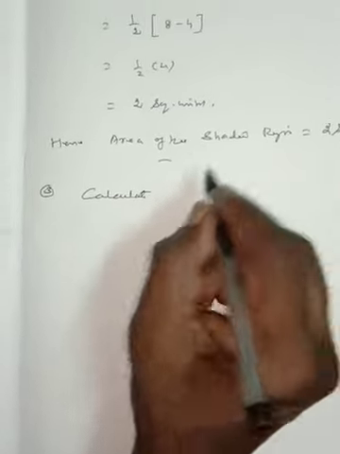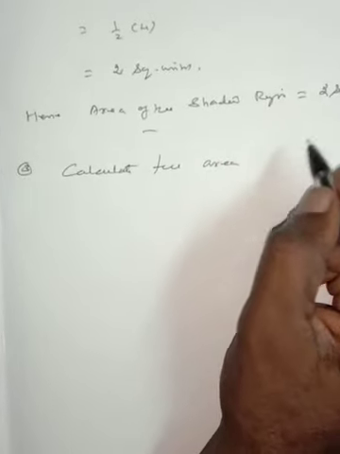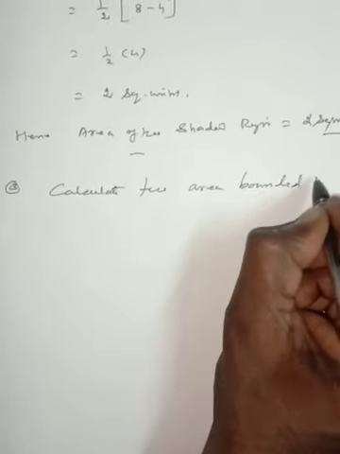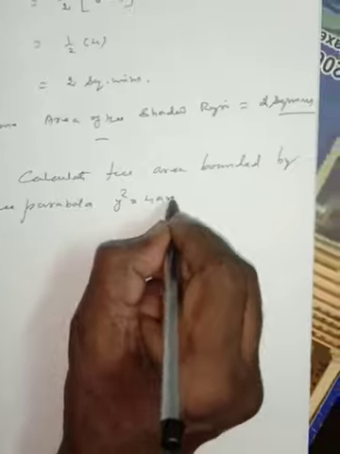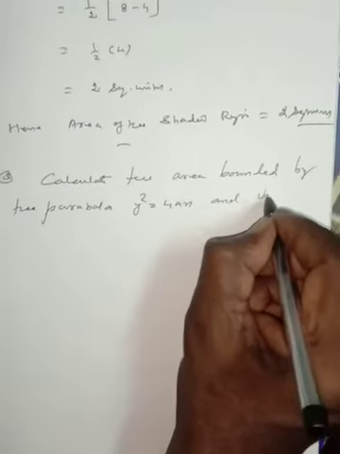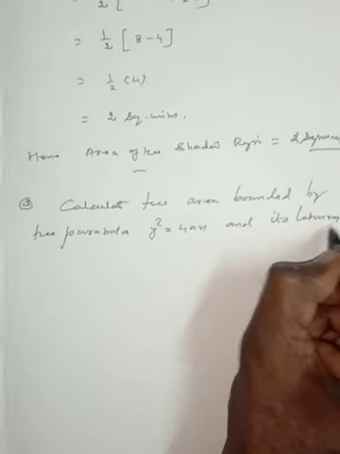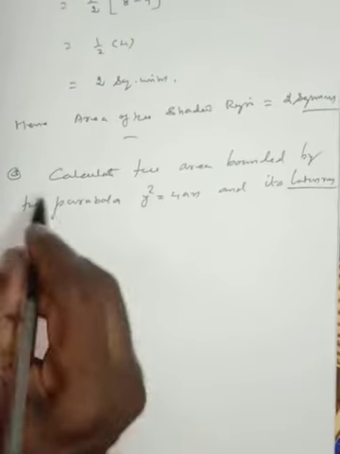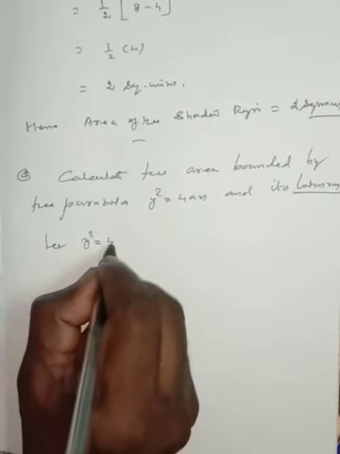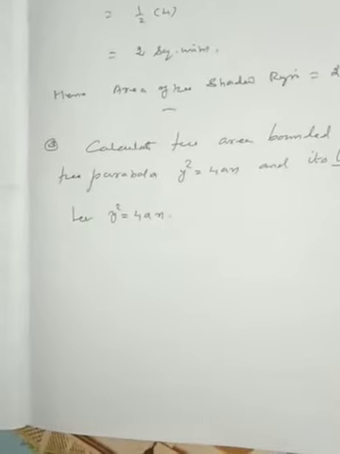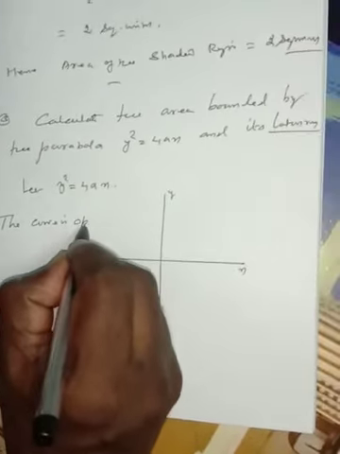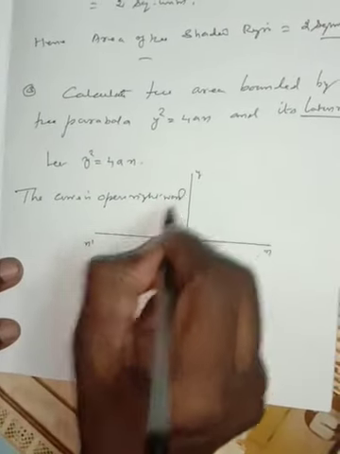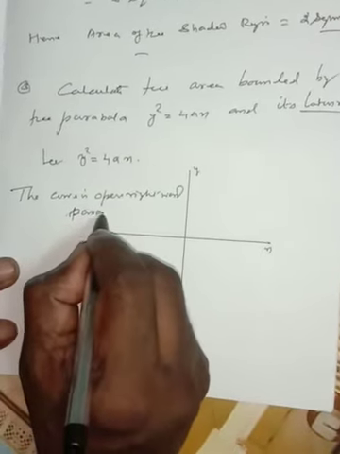Next, the area bounded by the parabola y square is equal to 4ax and its latus rectum. Let the equation of the parabola be y square is equal to 4ax. Now, it is a rightward parabola; the curve is open rightward, the shape of the parabola is open rightward.